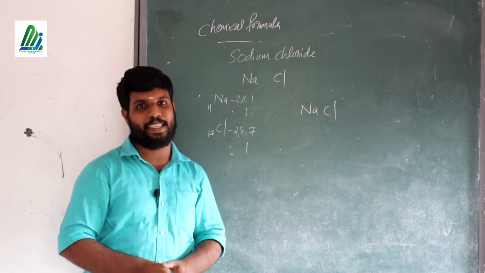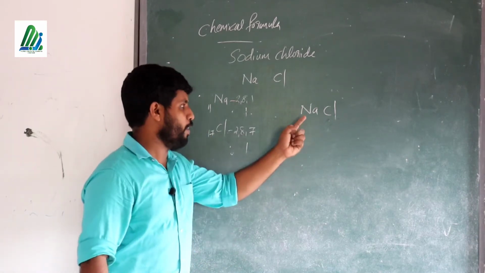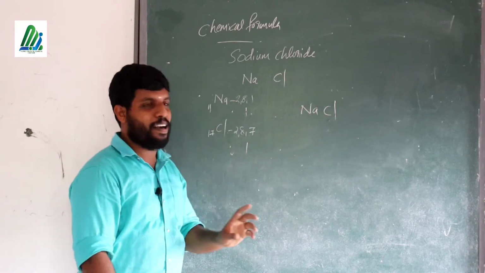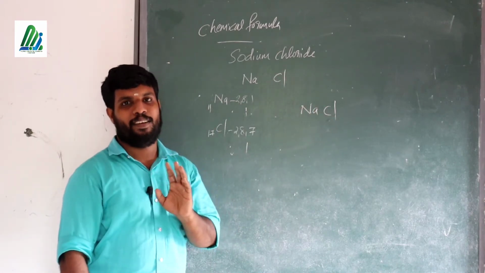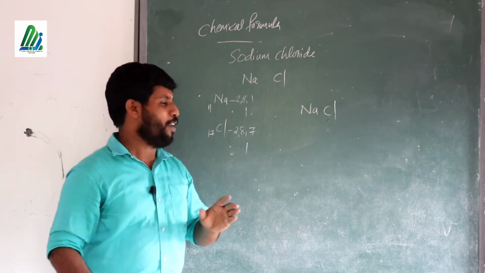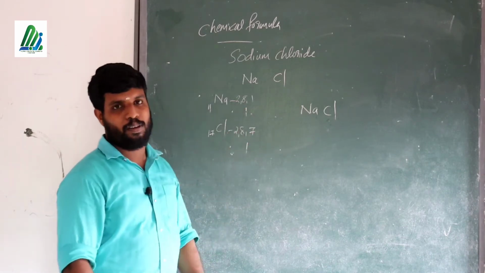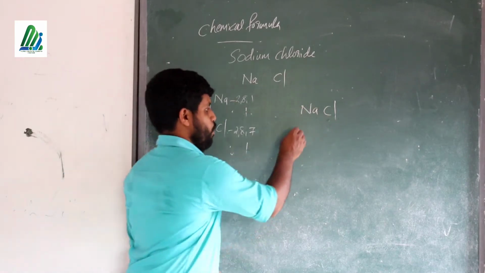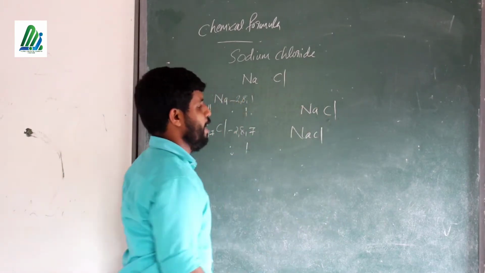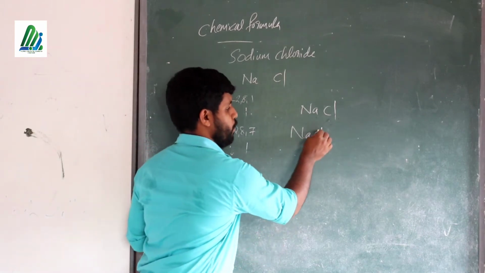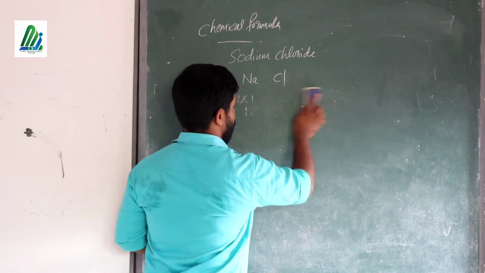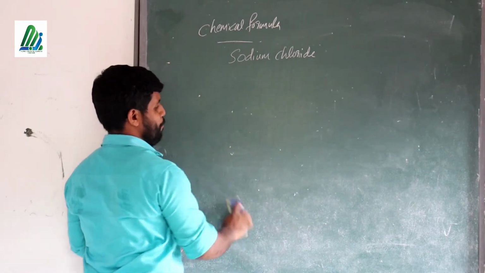Write them as subscripts, in the base index at the bottom. If it is 1, there is no need to write it. So here it is 1 and also 1, so you can simply write NaCl, sodium chloride. So that is the method. We will explain two or three more examples here.